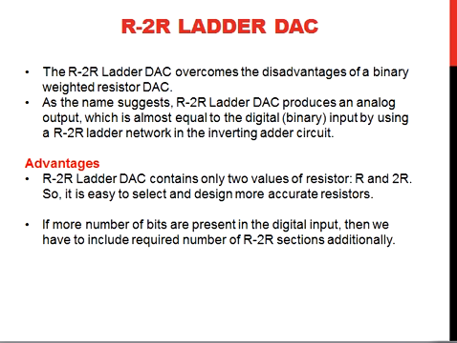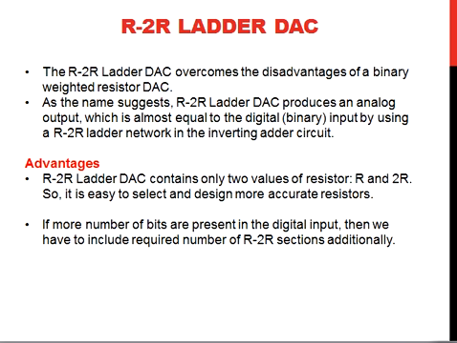This network will also be designed using an inverted summing amplifier, as we saw earlier. It is very easy because we only need two types of resistors, R and 2R. If you have a 1K resistor, we need another 2K resistor. With a combination of these two resistors, we can have n-bit digital to analog conversion.